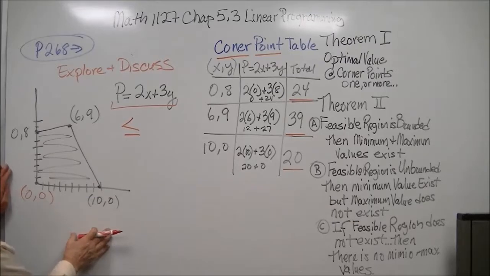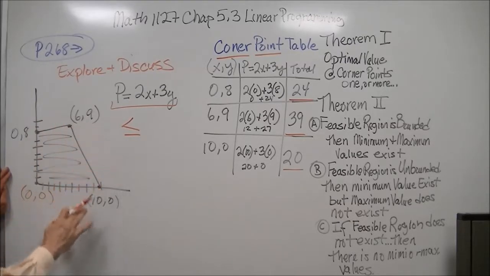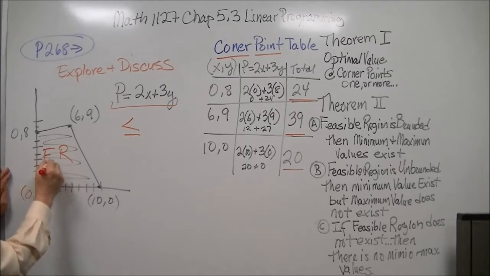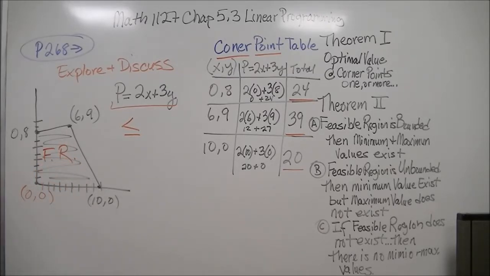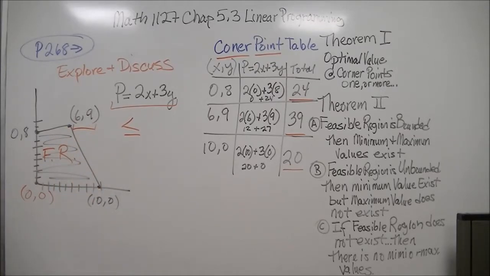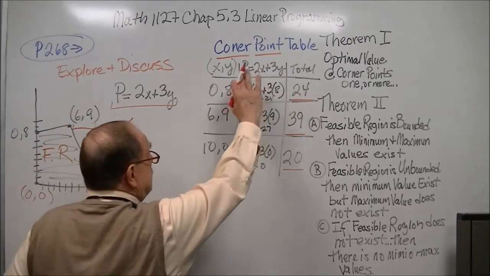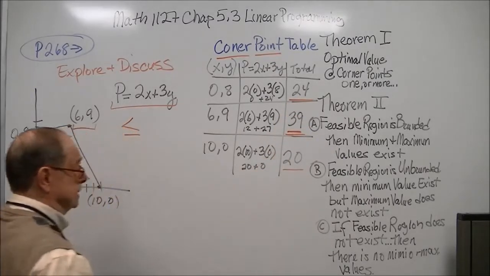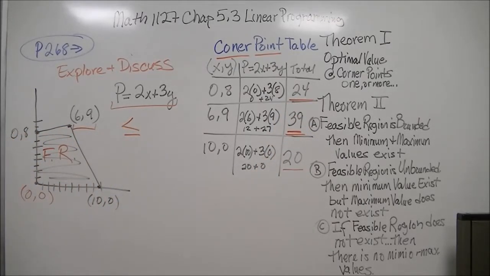So as we look at this example, and we look at our corner points, remember this is the feasible region. What is our optimal value? Yes, it's 6, 9. How do we know that for sure? Because when we put it into our corner point table, this is the highest. That's our optimal value.